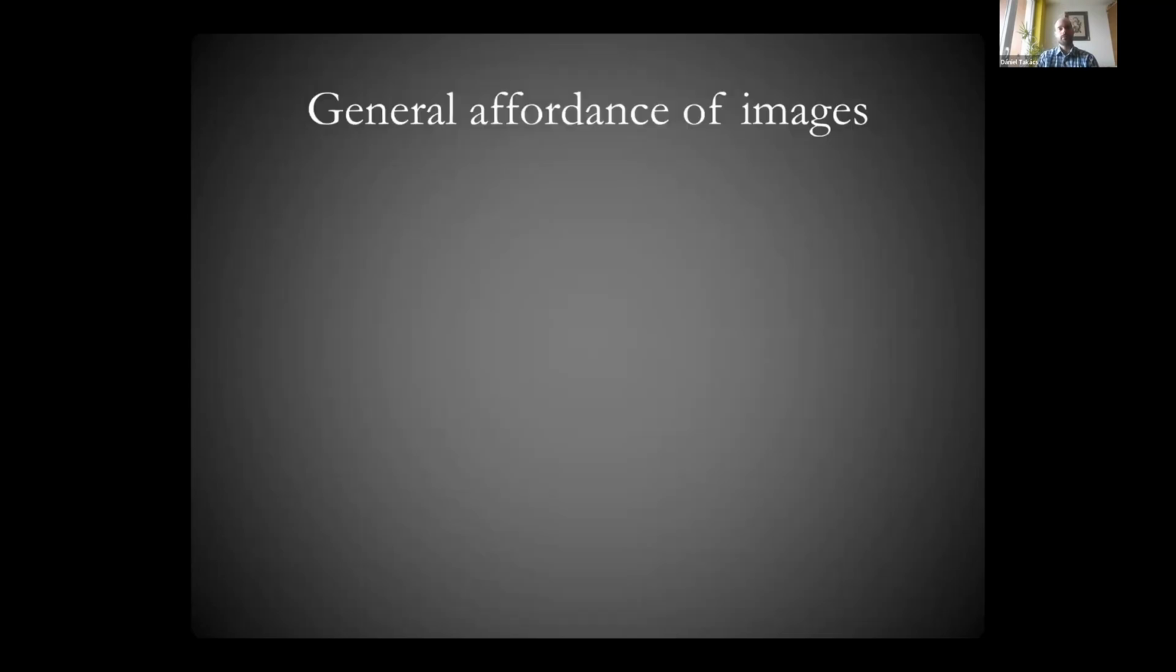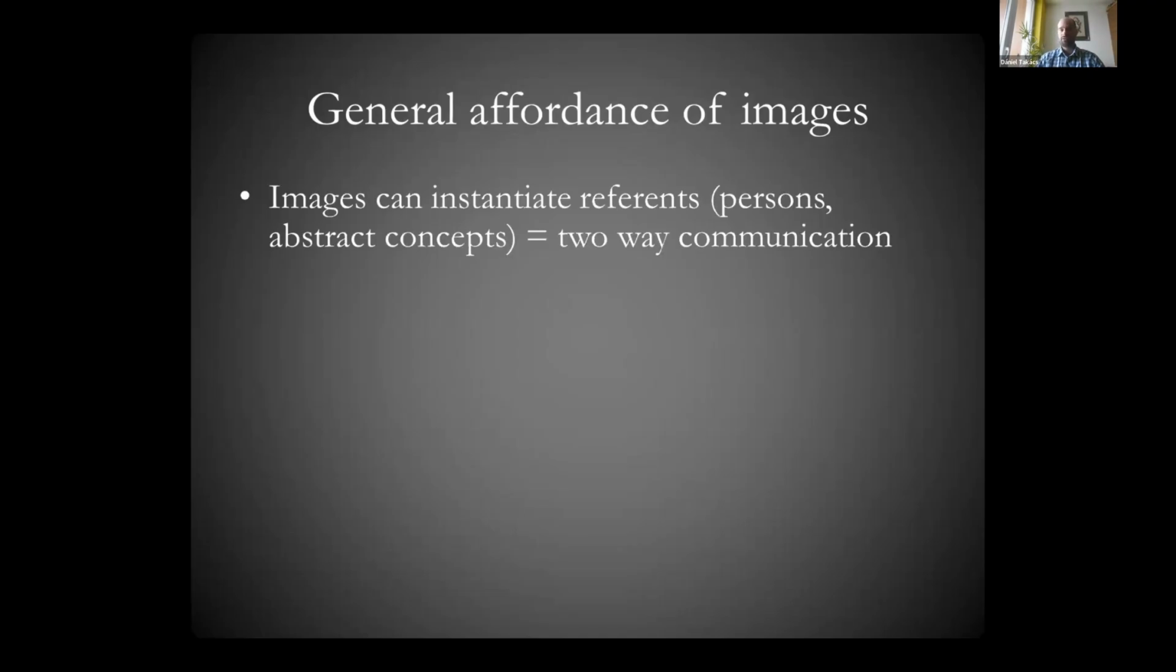So let's summarize. The general affordance of images, and the theory of images and glottography in ancient Egypt, is that images are really able to instantiate reference. Reference can be both persons and abstract concepts as well. This establishes a two-way communication towards the reference of the images and from the reference of the images to the real-life participants of rituals. They have the potential of doing that. Probably they don't always do that.